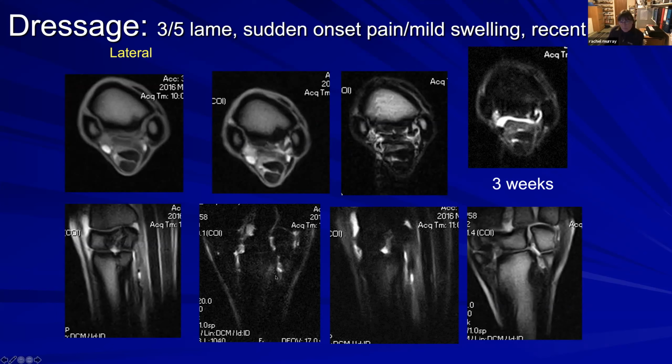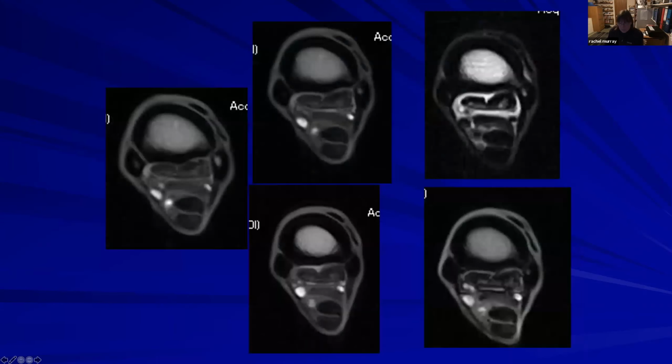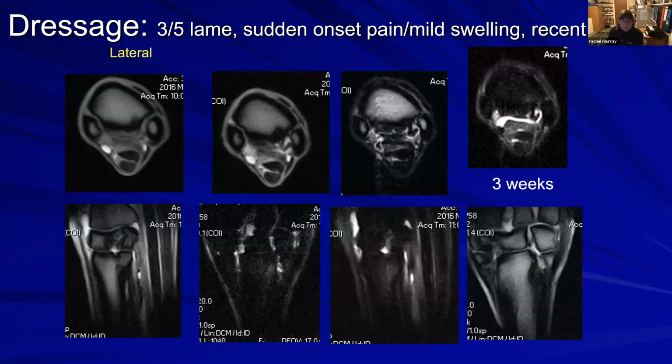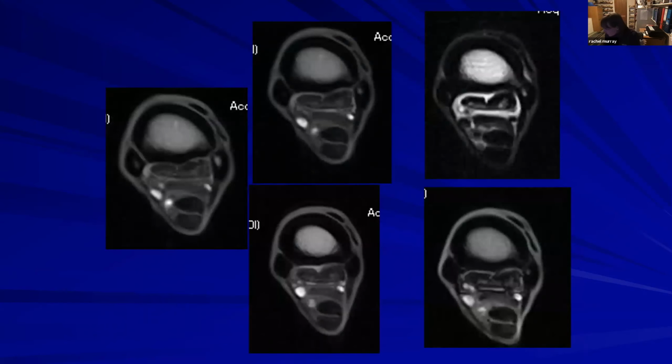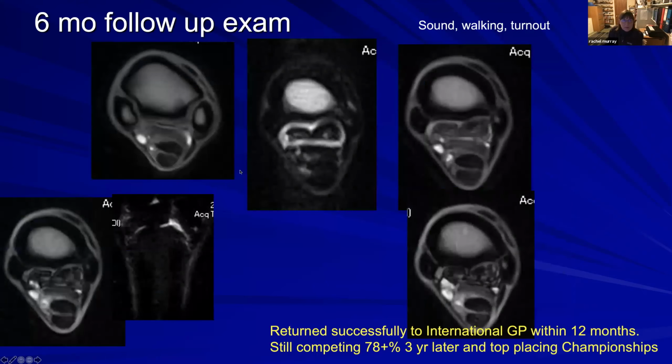So we can see fluid signal in the bone, including at the interface between the second and the third, and the third and fourth metacarpal bones. We can see here we've got damage to the suspensory lobe, medial lobe as well.